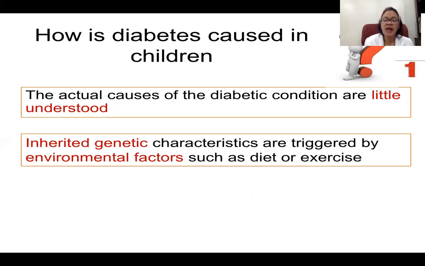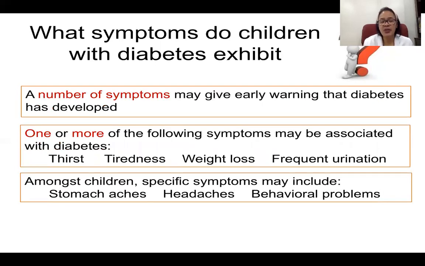Okay. So the actual cause is little understood. But still genetics, no? It's more the genetics being triggered by the environmental factor. So therefore, it is still an interplay between the genes and the environment. Okay, so almost the same with adults. They may exhibit a lot of symptoms that could warn that diabetes has developed in the child. So yes, you have the polyphagia, polydipsia, weight loss, and then tiredness.